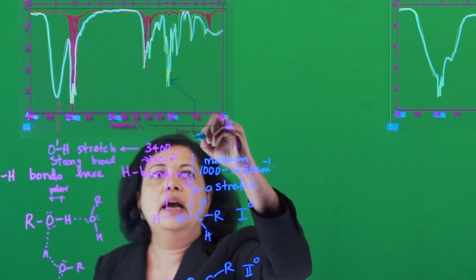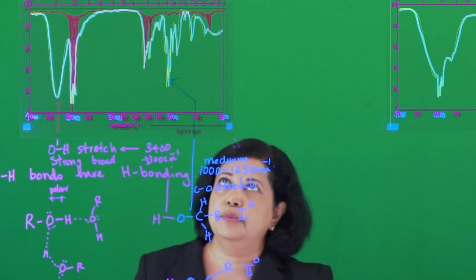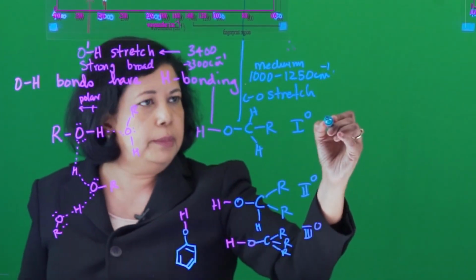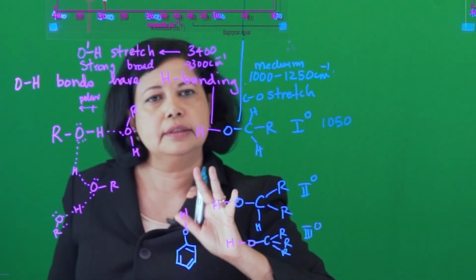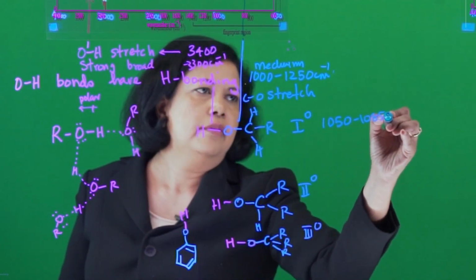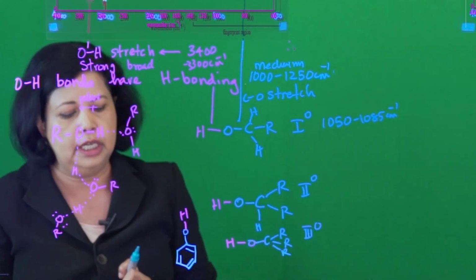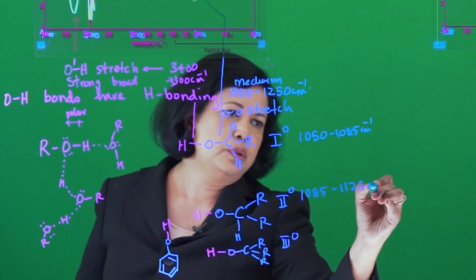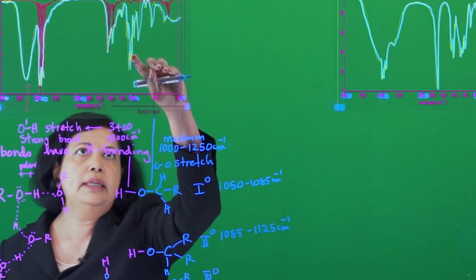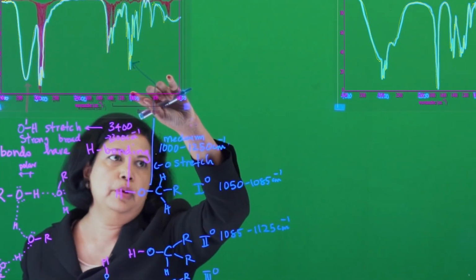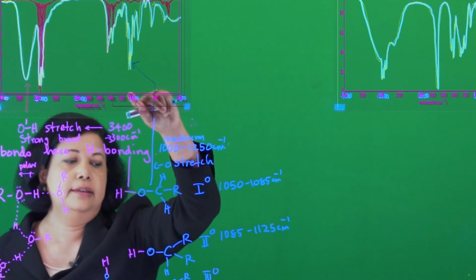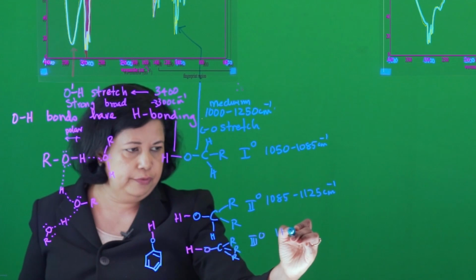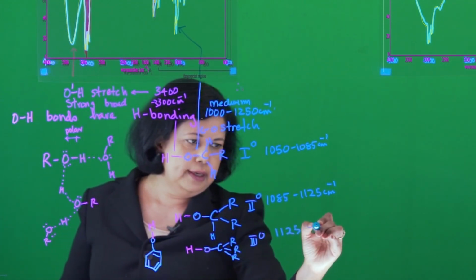All right, let's look at our CO stretches. What kind do we have? If you are a primary alcohol, you'll be between 1050 around, typically, to 1085. If you're secondary, you're going to be 1085 to 1125. So this is where you're going to look to see what these are. This is going to be a primary because it's right here at 1050. Okay. Now, if you're a tertiary, you're going to be 1125 to 1200.